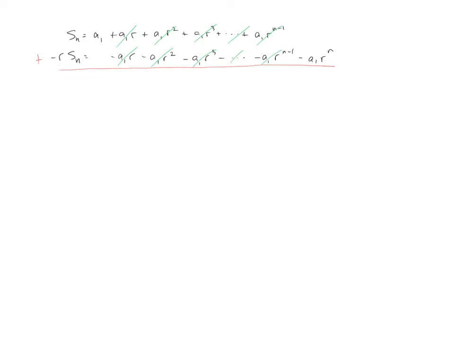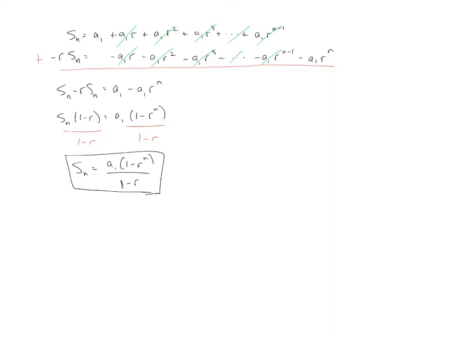So then on the left side, I'm going to have S sub n minus r times S sub n. And on the right, I'll have an a sub 1 minus an a sub 1 r to the n. Now, on the left, I can factor that S sub n out. And on the right, I can factor the a sub 1 out. And to get the S sub n all by itself, I'll divide by 1 minus r, and we can see that S sub n equals a sub 1 times 1 minus r to the n over 1 minus r. And that's the formula we started with. Okay, so that one's taken care of.